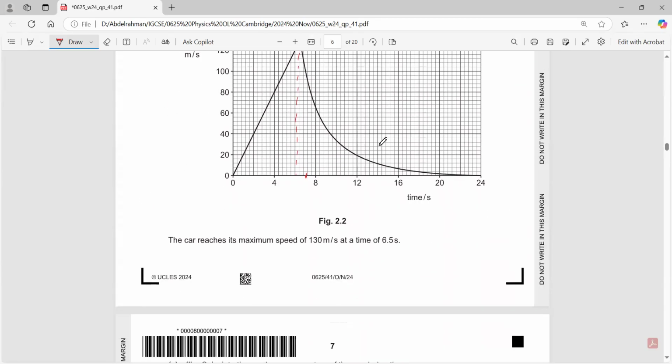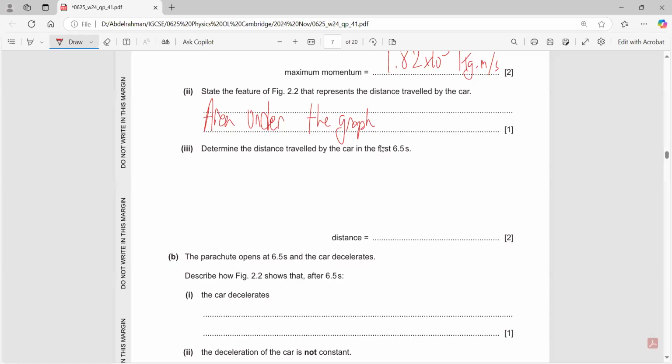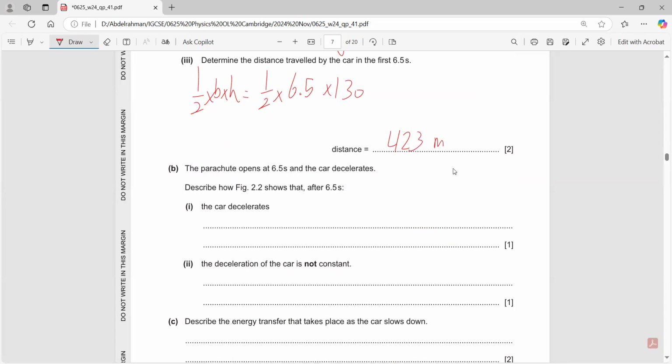You do not need to convert anything. So basically, half times base times height. Half times 6.5 times 130, which is what? 0.5 times 6.5 times 130. 422.5. You can say 423 meters. Okay, 423 meters. The parachute opens at 6.5 seconds.